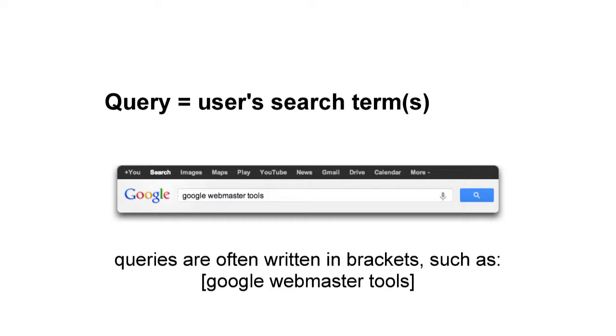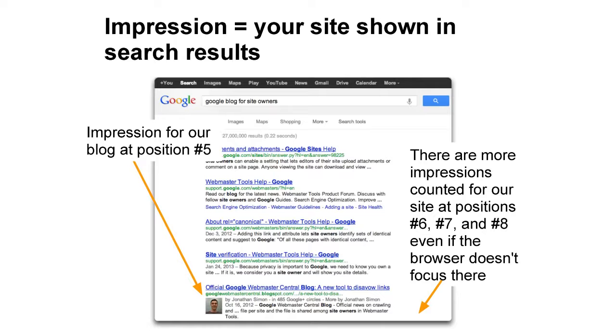Some of the words on this page might be new to you, so let's review definitions. Query is a user's search term or terms. This is the query for Google Webmaster Tools. Impressions means that when a user performed a query, a page from your site could be visible in their search results.